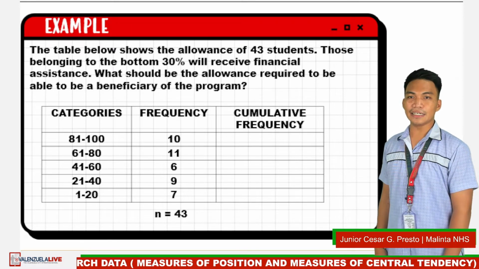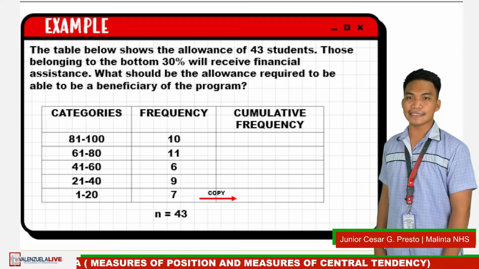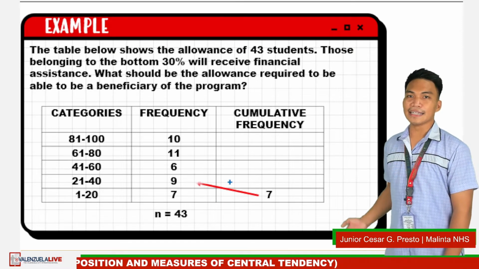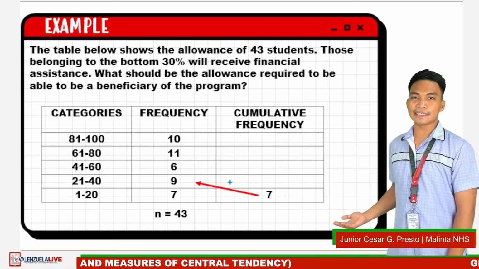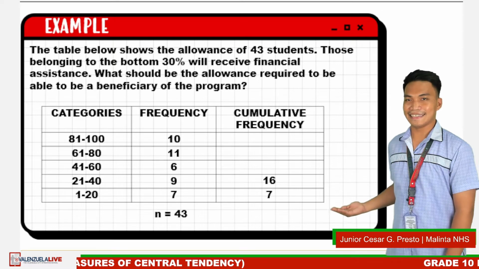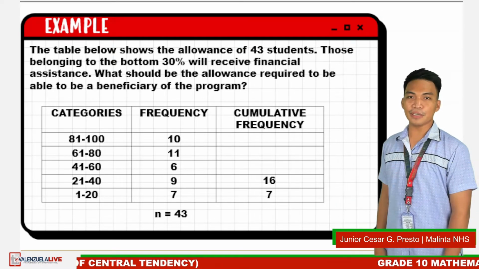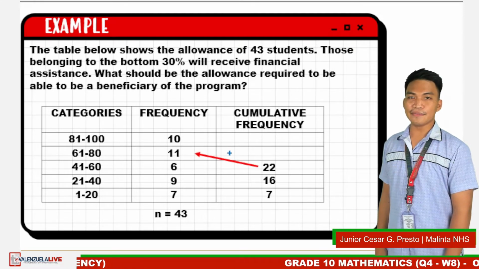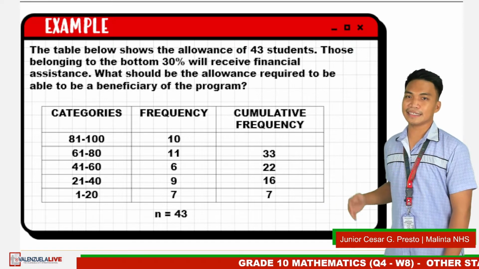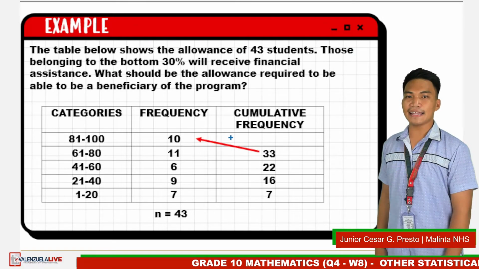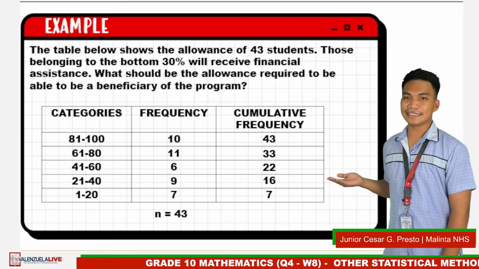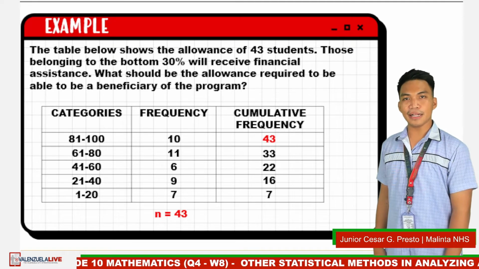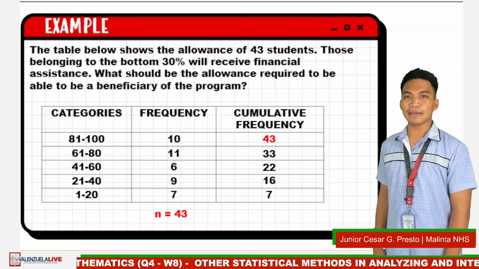Let us begin filling in the rows by copying the frequency of the lowest class interval. We write 7. Next, add 7 to the frequency of the next interval. We get 16. Add 16 to 6, we obtain 22. 22 and 11 gives us 33. Lastly, 33 and 10 yields 43. Note that the data in the last row of the cumulative frequency should be equal to the number of observations represented by n.